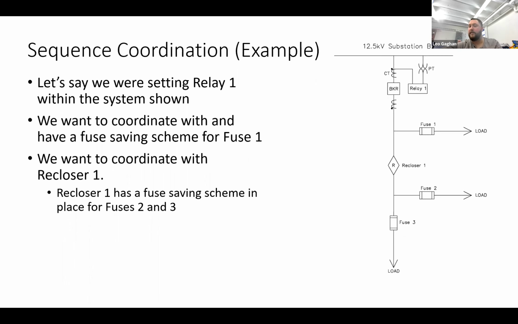But our relay never tripped because it was coordinating with recloser 1. Now, because recloser 1 has gone through its fast curve and it's on its slow curve, we never tripped. We're on our fast curve. So now our fast curve will trip faster than their slow curve. And in that case, relay 1 will operate and we will inadvertently lose our load that's off of fuse 1.